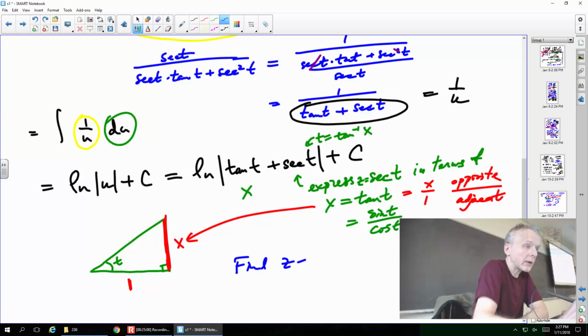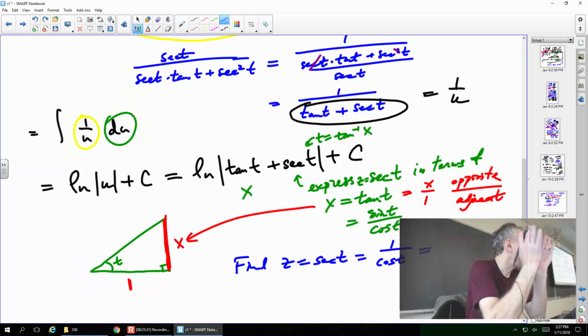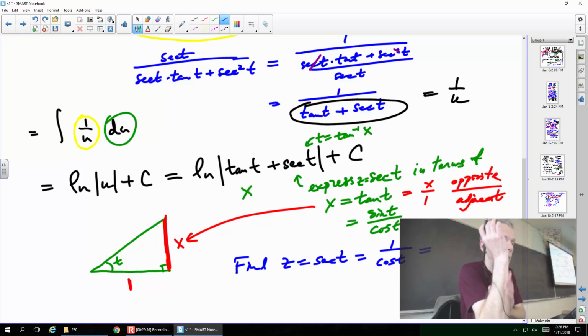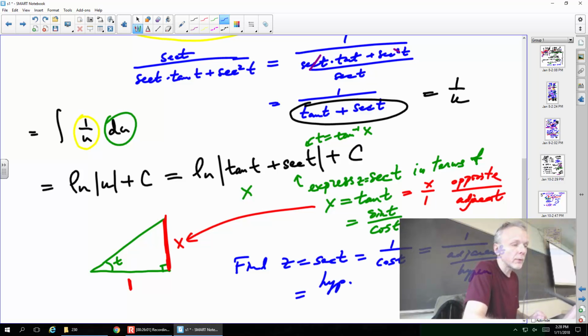So now find z equal to secant t, which is also 1 over cosine t. Except, once again, I don't want to do any trigonometry. I want to use the Pythagorean theorem. Let me use the idea of trigonometry as it was originally put forward, as opposite over adjacent. Cosine in any triangle is adjacent over hypotenuse. Since secant is the reciprocal, we end up with hypotenuse over adjacent.